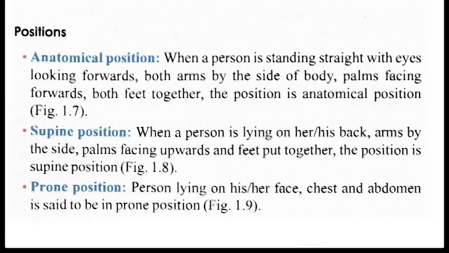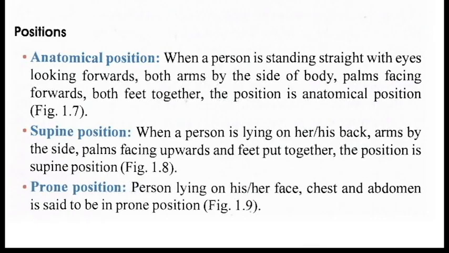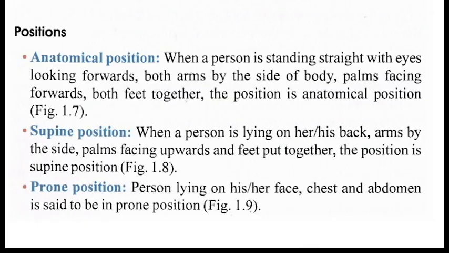Let's get into it. Anatomical position. This is the standard body posture used as a baseline to describe medical and anatomical locations. Posture: the person stands upright and erect. Eyes, looking straight ahead. Arms, placed at the sides of the body. Palms, facing forward. Feet, kept close together.